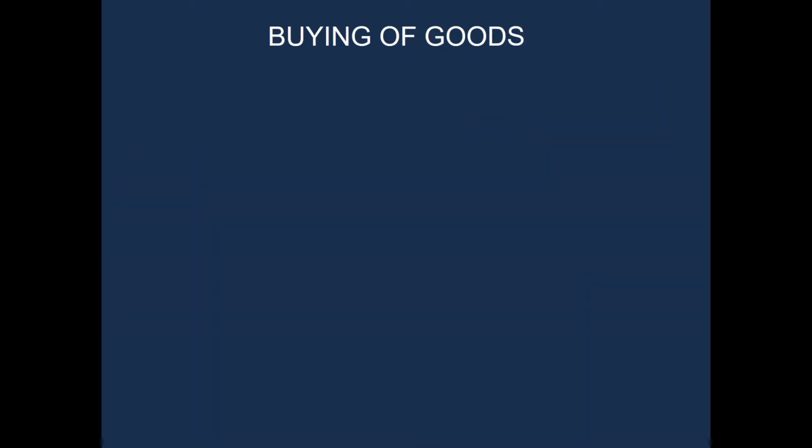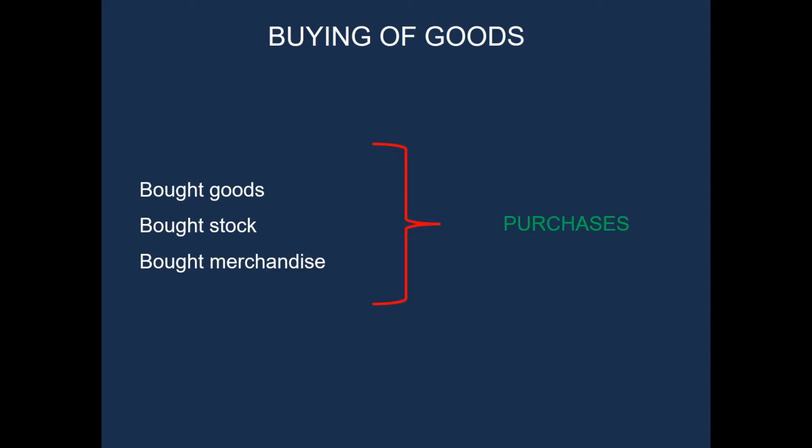Now, when you hear the following words, bought goods, bought stock, or bought merchandise, you must immediately think of purchases, because purchases is buying goods or stock or merchandise for the intention of selling them back to our customers. Now let's have a look at an example of buying goods.